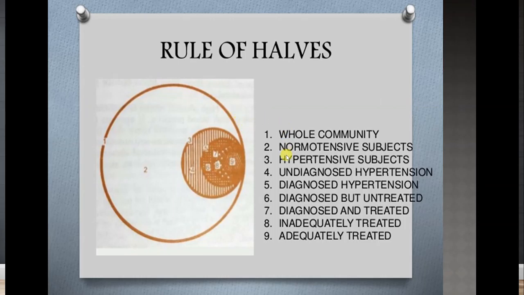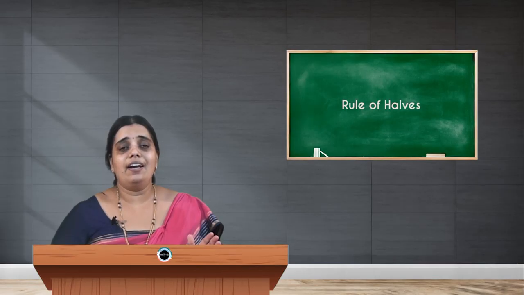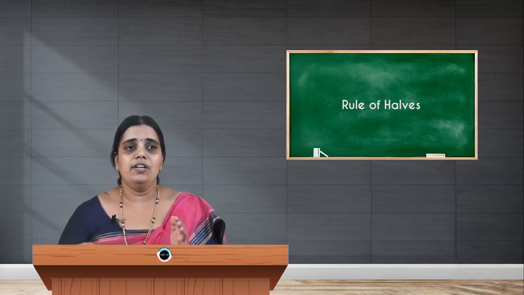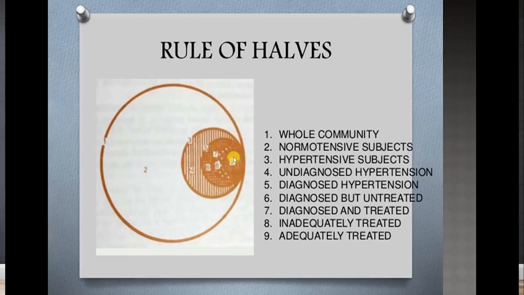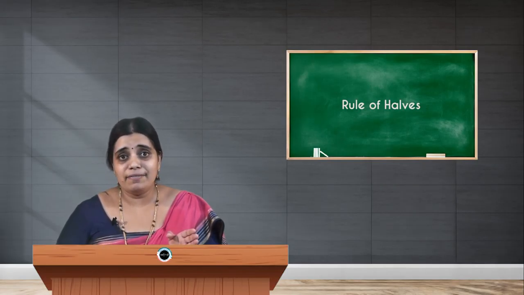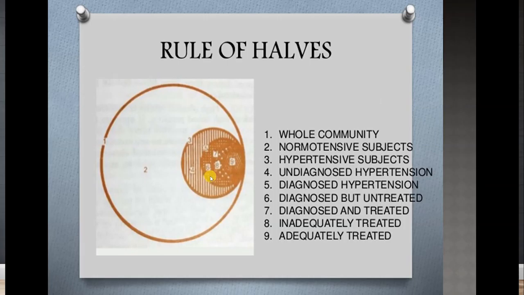So if you consider these 9 things, they are in halves, half and half and half and half. If you take number 1 as the whole community, half of the community is normotensive. Then what is this half? This half is a group of hypertensive subjects. Now, if you get into the circle of this hypertensive subject, again it can be divided into 50 and 50. What is this out of 50? They are undiagnosed cases of hypertension. Means they have hypertension, but you wouldn't have diagnosed hypertension in them. Now, what is this 5 then? They are actual diagnosed cases of hypertension.